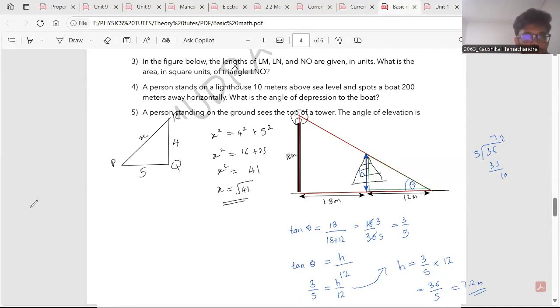Okay, let's do another sum. Third one, the diagram is this.